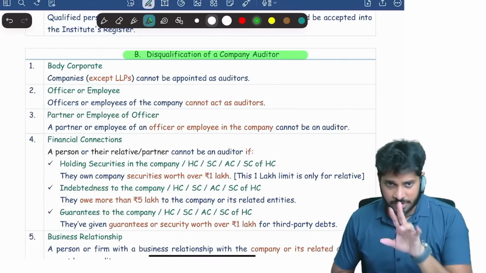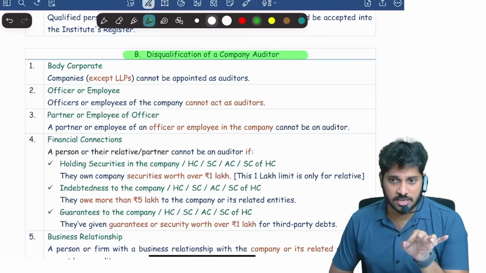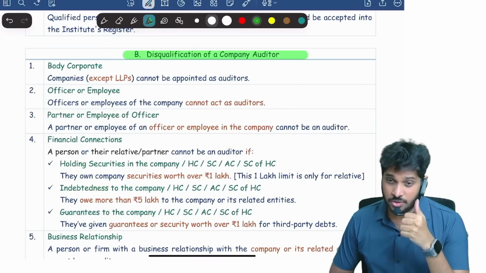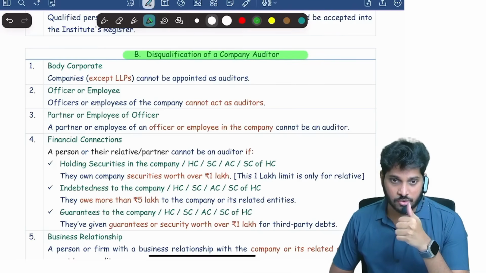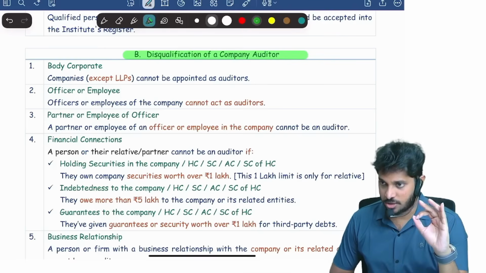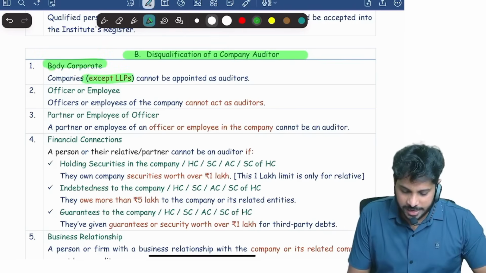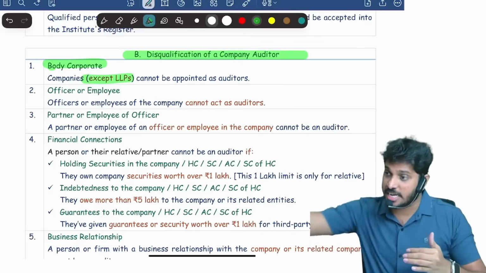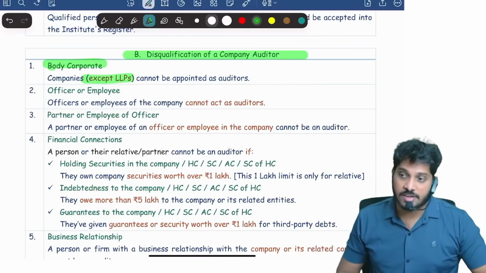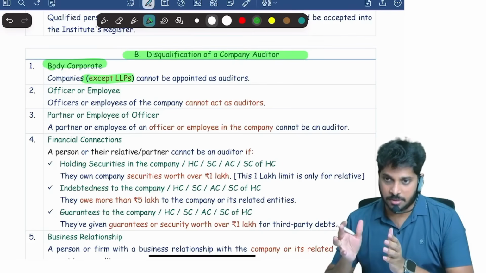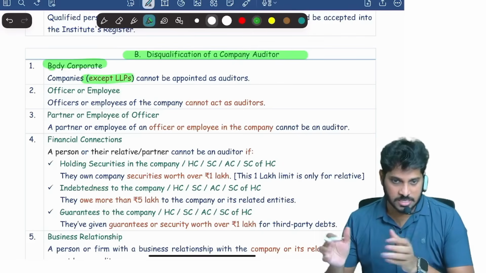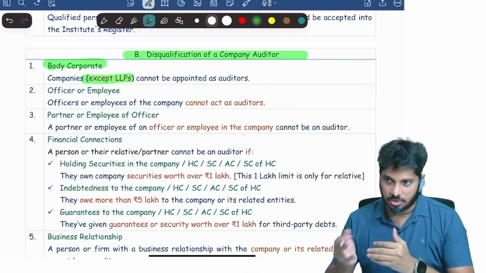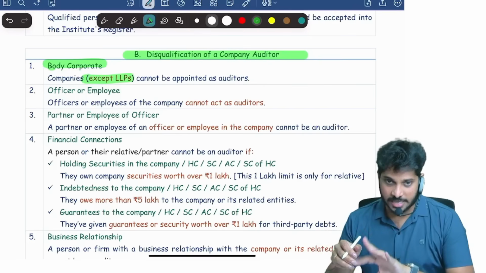Next, are there any disqualifications? Yes. For a company, who can be the auditor? A chartered accountant having certificate of practice. There are some cases where even though you are a chartered accountant, you still cannot be appointed as an auditor. One, a body corporate except LLP is disqualified. We cannot appoint a company as an auditor. For example, there are three friends who are all CAs. They started one company. These three are shareholders and these three are directors. Can that company act as an auditor of another company?